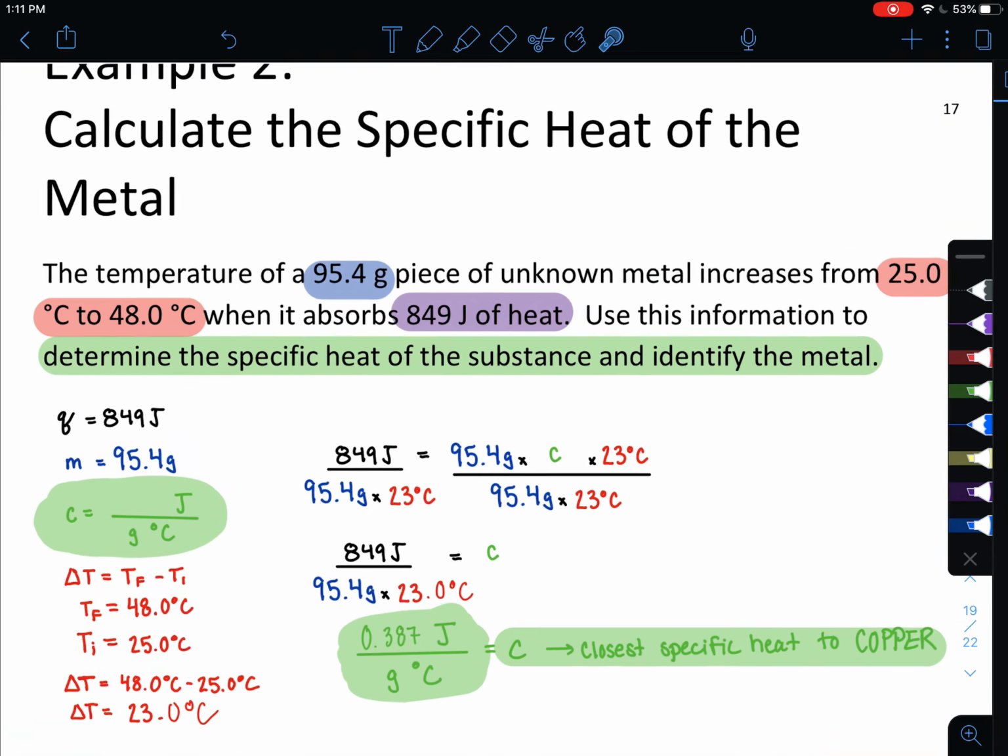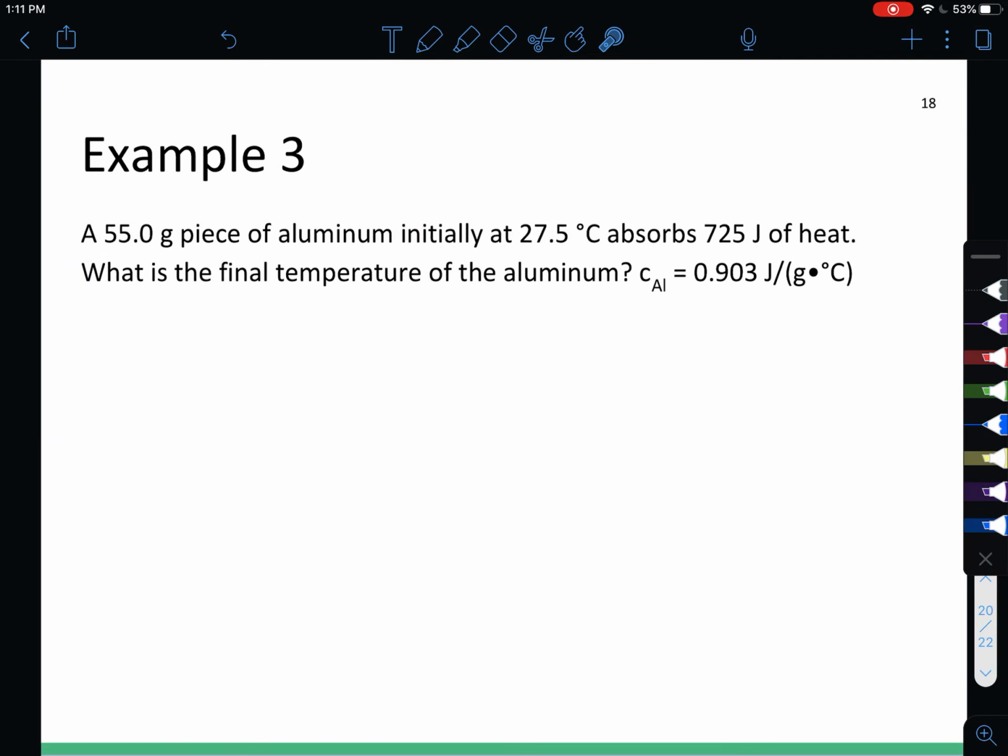All right, on to our last example. Okay, so a 55-gram piece of aluminum, initially at 27.5 degrees Celsius, absorbs 725 joules of heat. What is the final temperature of the aluminum? And it does give us its specific heat, so we don't have to flip back to that other slide.